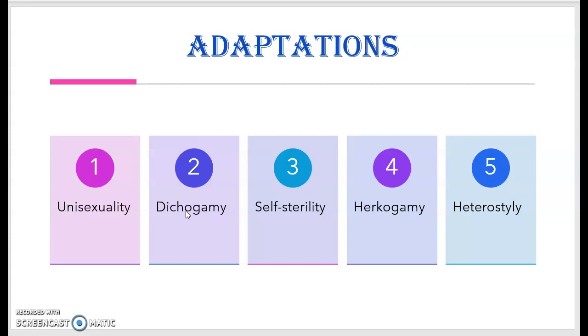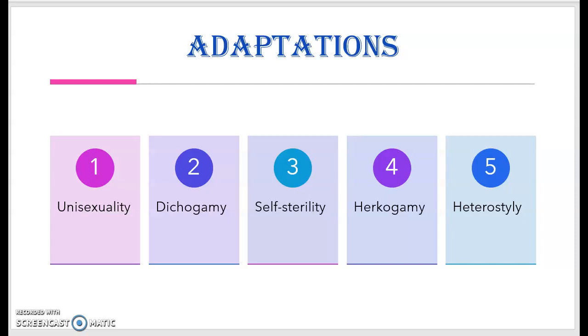I'll tell you the spelling later. Protandry. Okay, protandry. That means the androecium matures first. In some plants, the same thing in a reverse manner may happen. The gynoecium would mature first and then the androecium will mature. So that is known as protogyny. Okay, I hope you understand this.